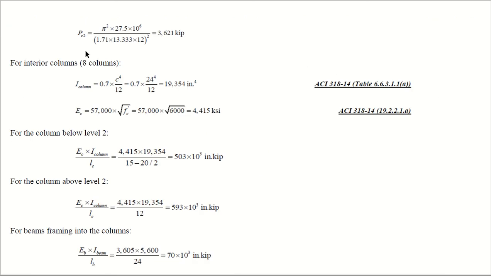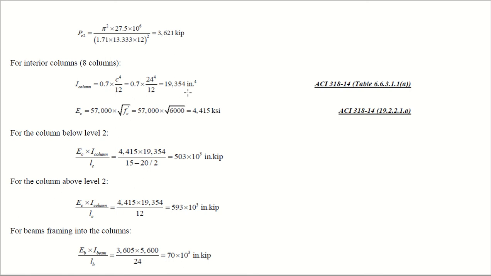So P2 is equal to pi square into these values. You know these values. This is the K value, this is the LU value. You get 3621 kips for interior columns; there are 8 columns. By the way, in this example, I'm just reproducing the values for these columns, but you don't need it. You just need the exterior column if asked.